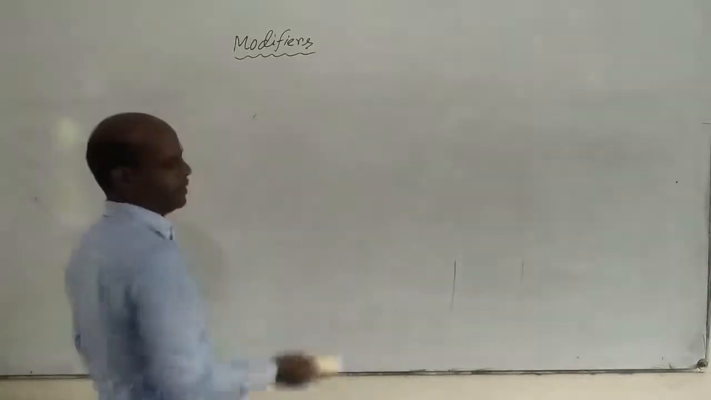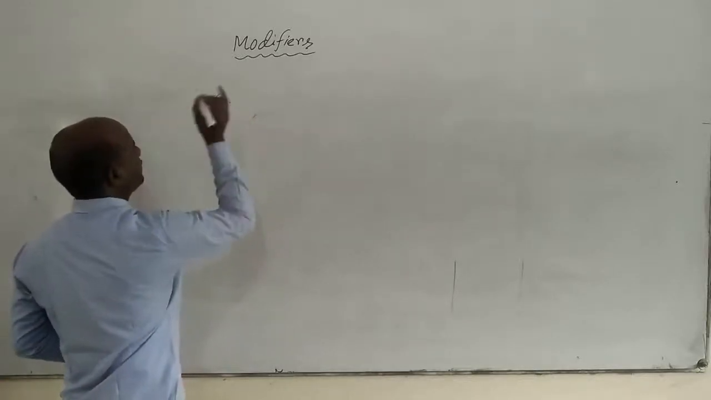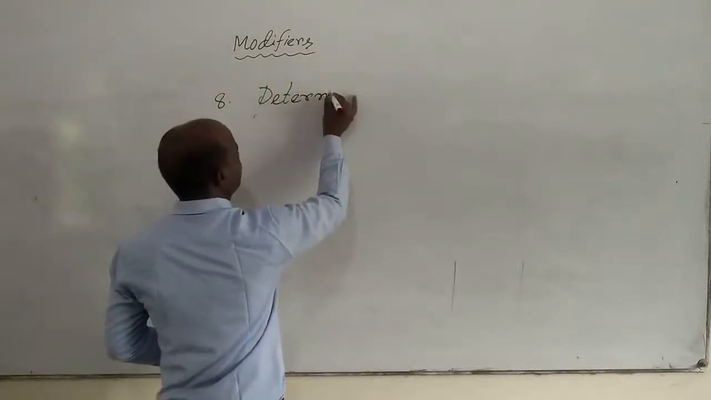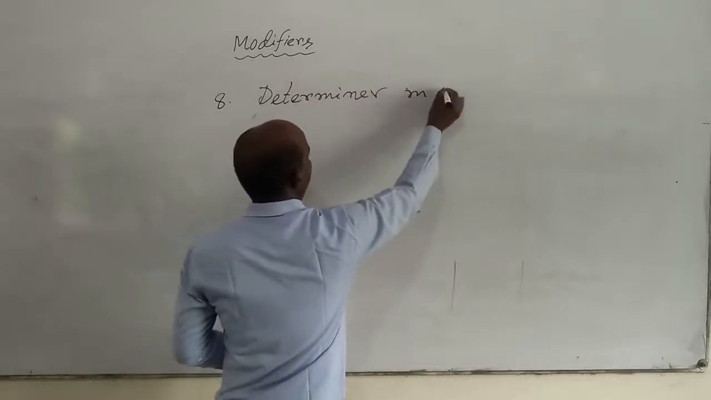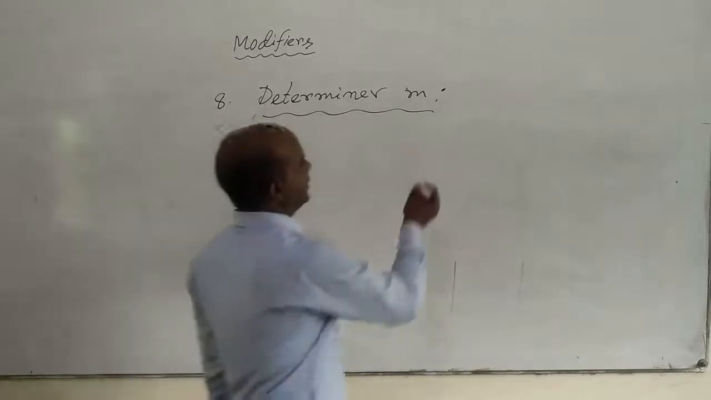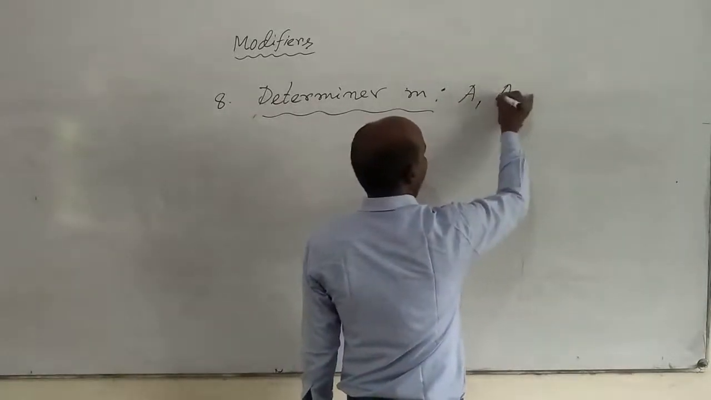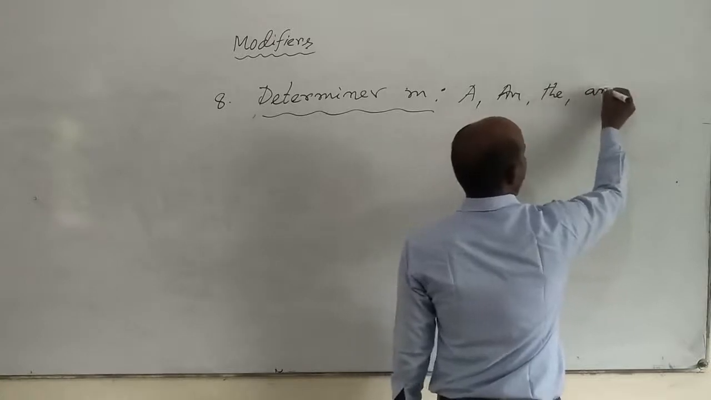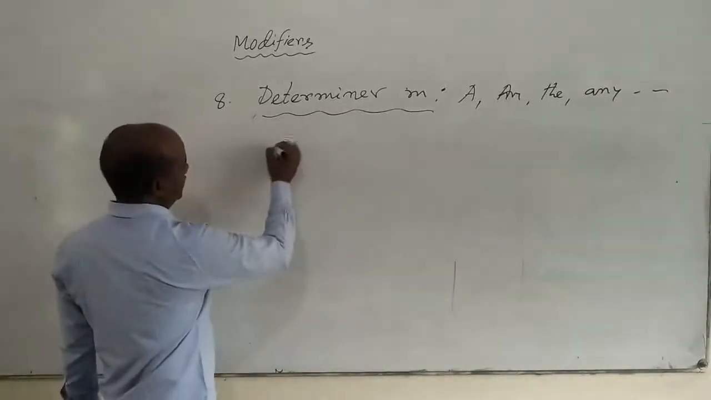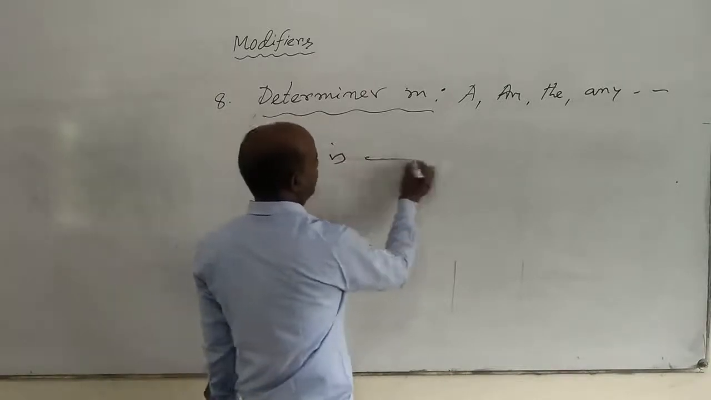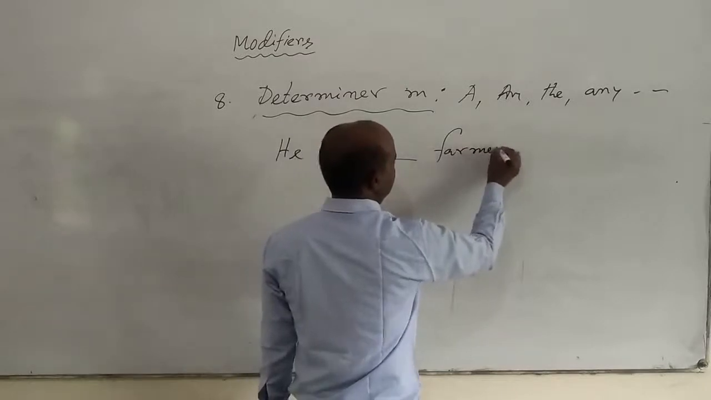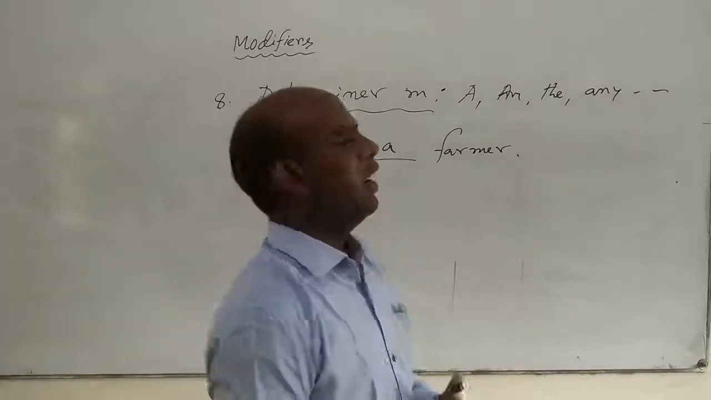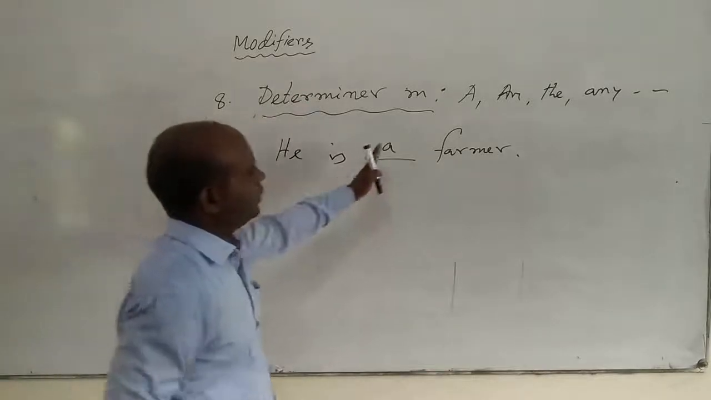Now we will get rule 8, the determiner modifier. What is a determiner modifier? Here we know the articles a and the, and we will use sometimes any, etc. Suppose he is a farmer. He is a farmer. Here a is an article, but a is also a determiner. So it is also very easy.